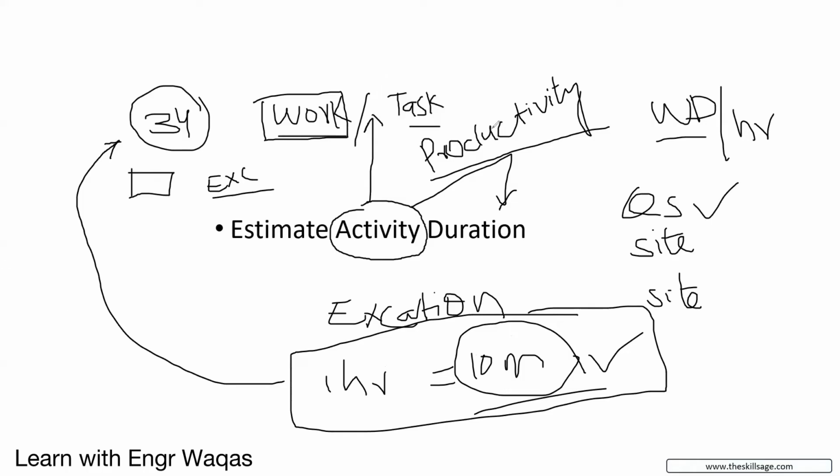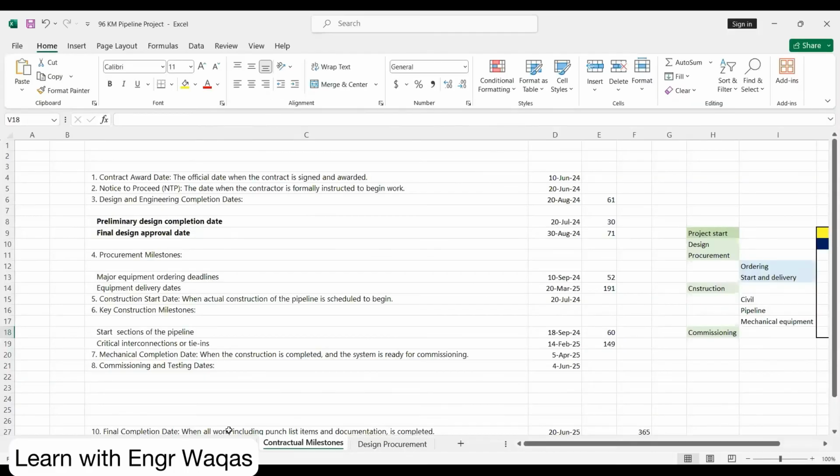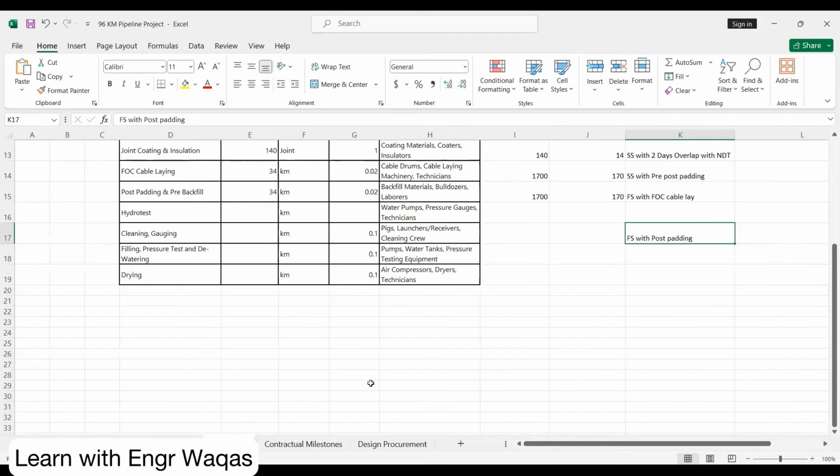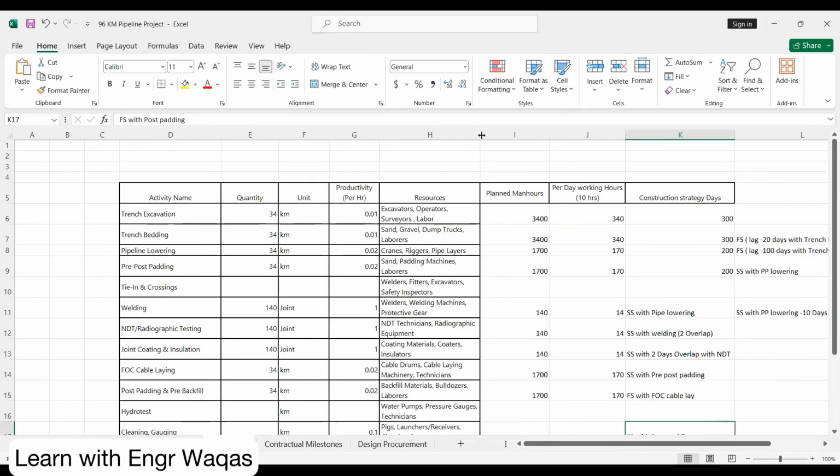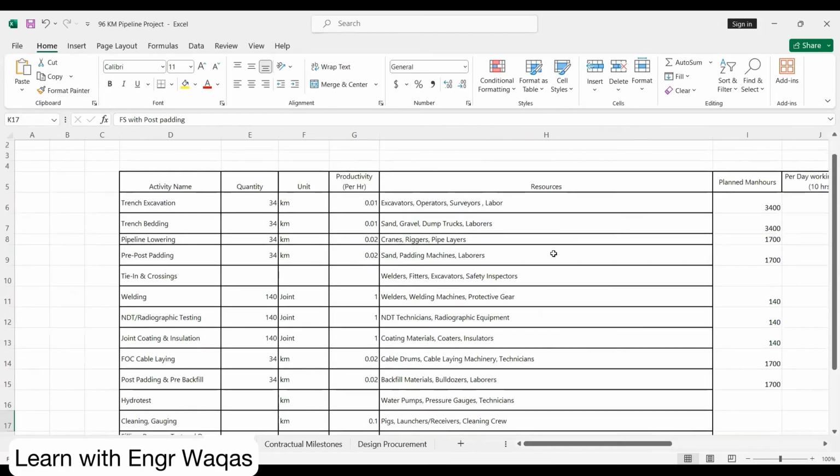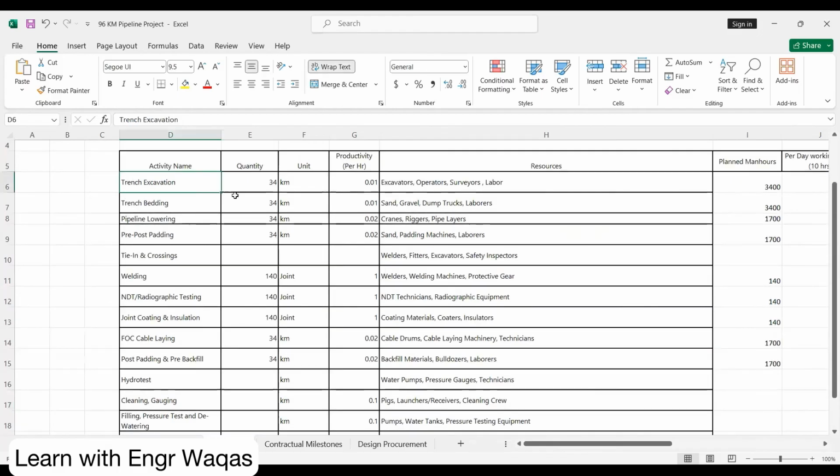The next slide I will be sharing here. See, and here is productivity. Right now, I'm just interested in this: trench excavation, 34 kilometers unit of measure. This is 10 meters in 1 hour. Trench bedding, in 1 hour, 10 meters. This is the source that the excavator is going to work.